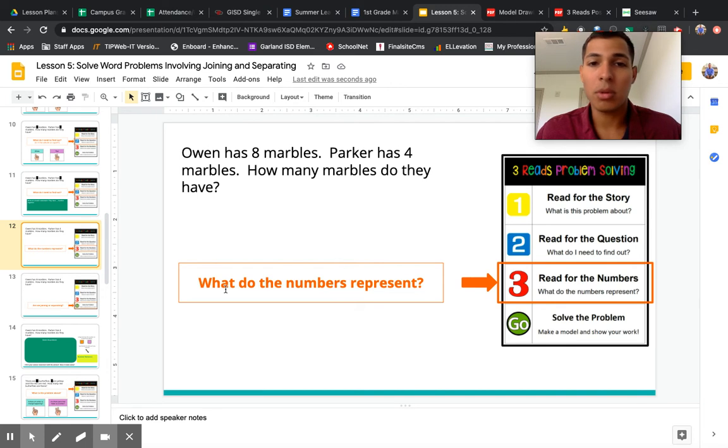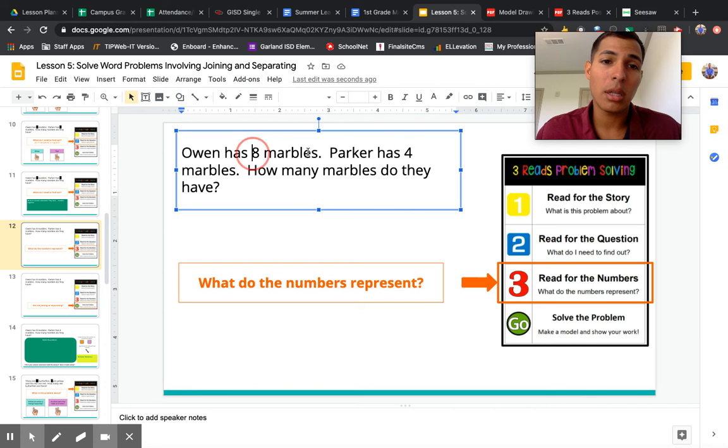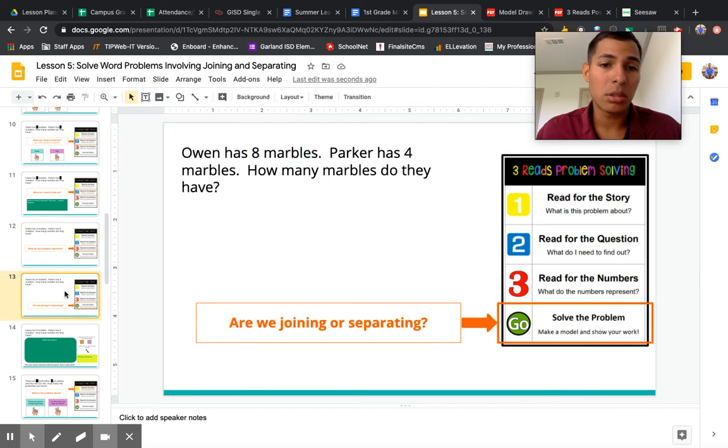What do our numbers represent? Our numbers represent 8 and 4, both parts. Are we joining or are we separating? What do we think we're doing? Are we joining or are we separating? I think we're joining, right? Because we want to find out how many they have together. We're not separating to see how much they each have. We already know how much they each have. We want to find out how many they have together.